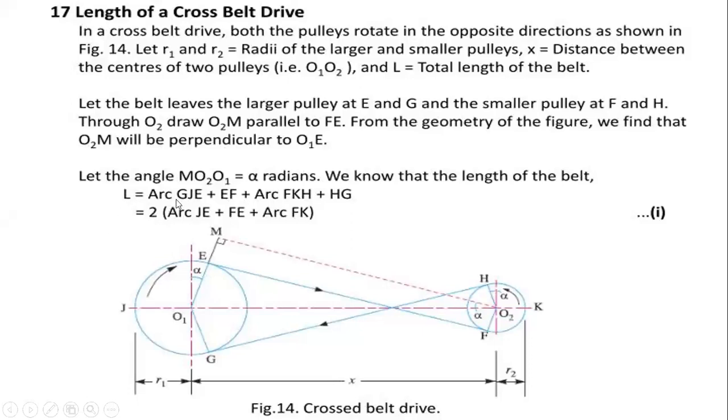Then the length is taken as arc of GJE, plus length of EF, plus arc of FKH, which is the arc of the smaller pulley, plus HG, which is the HG length.